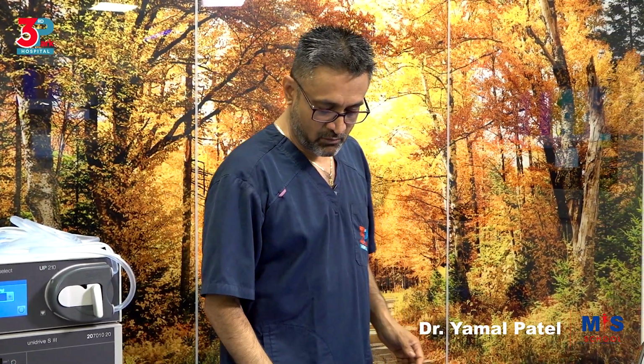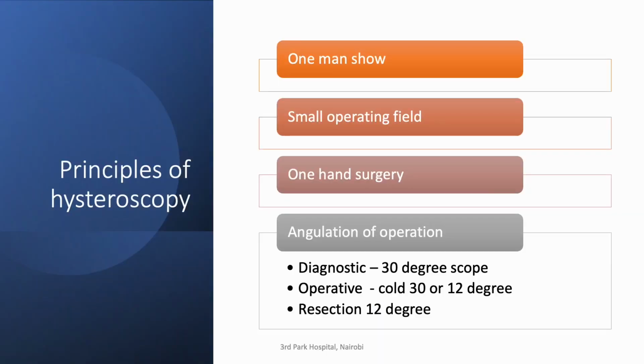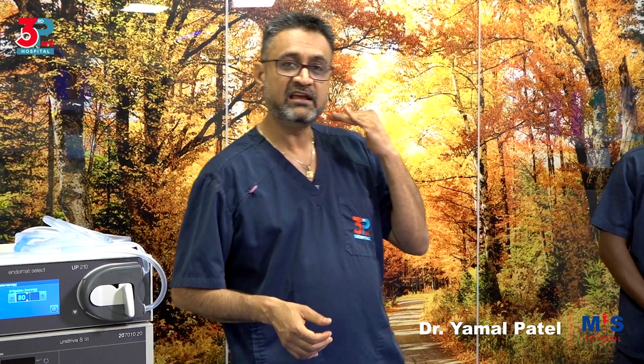It is usually a one-handed surgery, so you have one hand that's showing you the view, but it's only a one-handed surgery, which means there is little scope for traction, counter-traction in the hysteroscopy procedure, making it more difficult. The angulation, as we have said: diagnostic, 30-degree scope or 0-degree scope; operative with cold instruments, 30-degree or 12-degree; but resection, preferably always 30-degree scope.